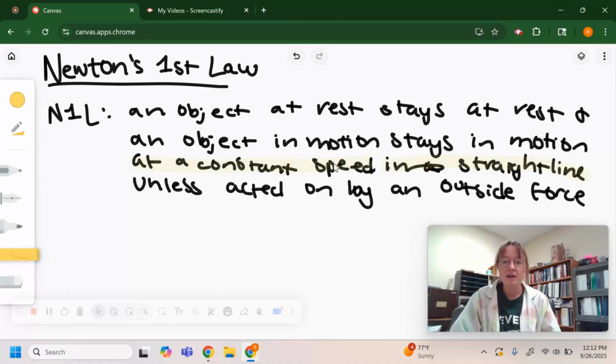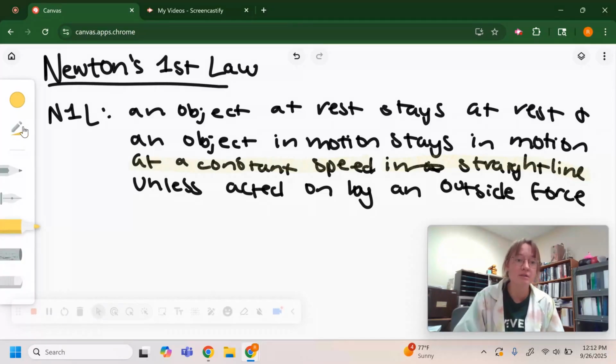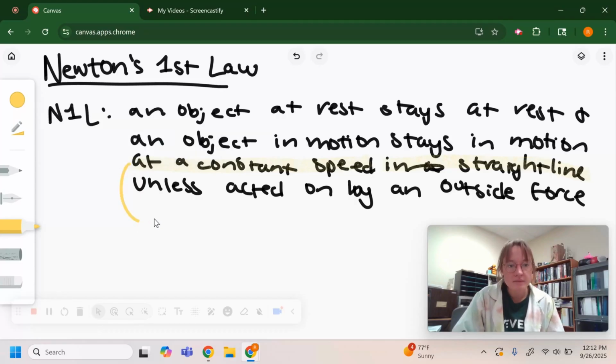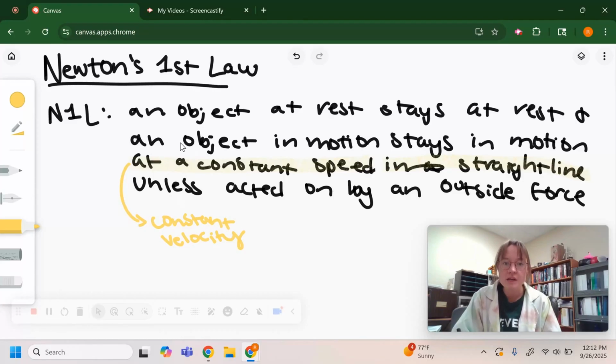If something is at a constant speed and it's not changing direction, that can be translated to mean constant velocity. In other words, an object will have a constant velocity unless it's acted on by an outside force. So if that velocity is 5 meters per second south, it will keep going 5 meters per second south forever until some outside force changes it, either changing its speed or its direction.